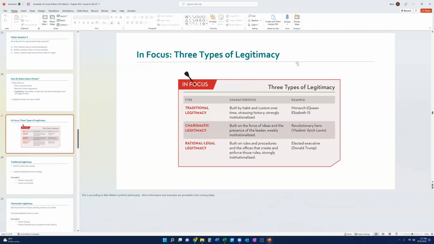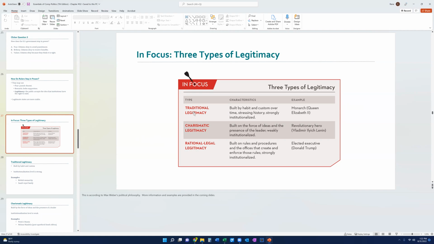Three main types of legitimacy. You need to know this for the rest of the course. You need to know this for the AP test. Traditional legitimacy is built by habit and custom over time. It stresses history and it is strongly institutionalized. So traditional legitimacy grants legitimacy to a state because the state has been doing the same operations for a very long time, maybe hundreds of thousands of years.